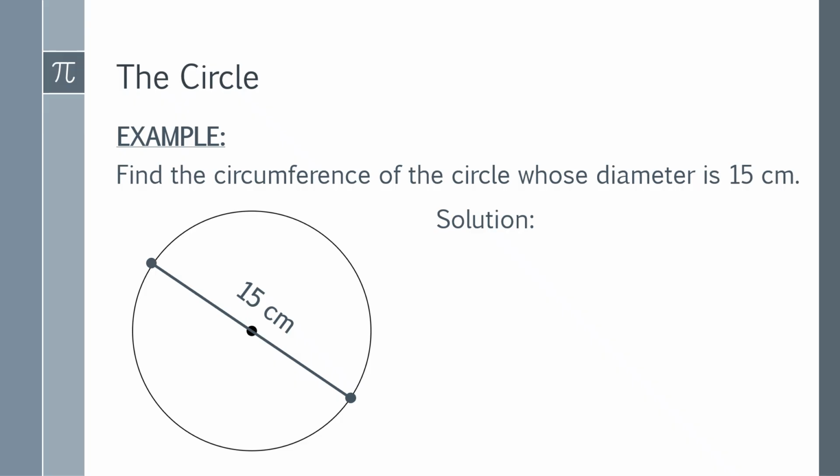So the formula that we'll be using here is the circumference is equal to pi times d. Remember that the pi is equivalent to 3.14. And whenever you solve this one, 3.14 times 15, this is 47.1 centimeters. Do not forget the unit of measure. This is very important. I hope that you get it.